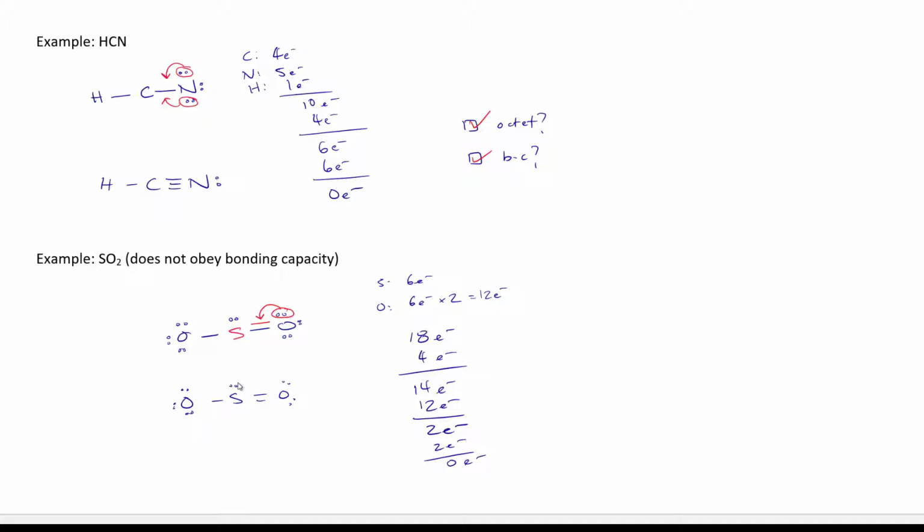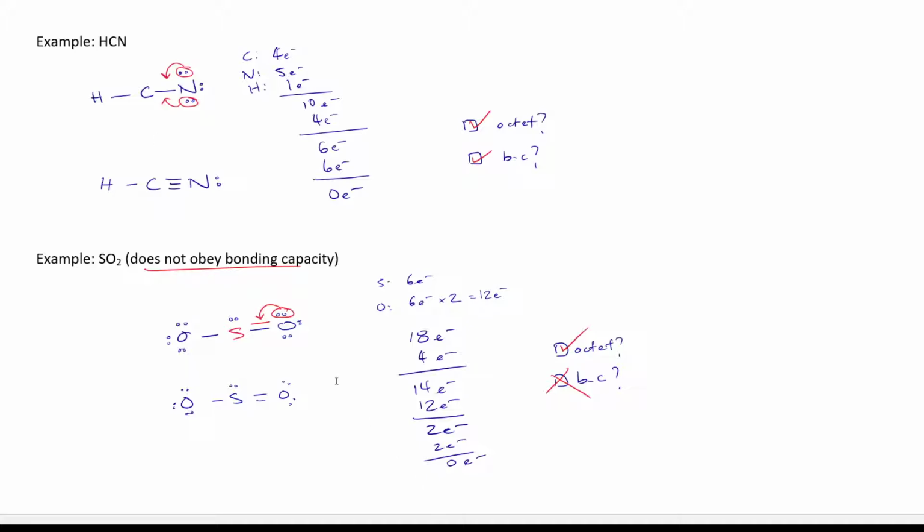And here your oxygen has 2, 4, 6, 8. This sulfur has 2, 4, 6, 8. And this oxygen has 2, 4, 6, 8. All right, so we have completed the octets. We have not, however, been able to fulfill the bonding capacities, but I mentioned over here already that it wouldn't do that, so we're okay there. This is the shape of the molecule.